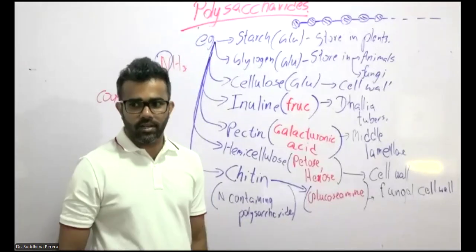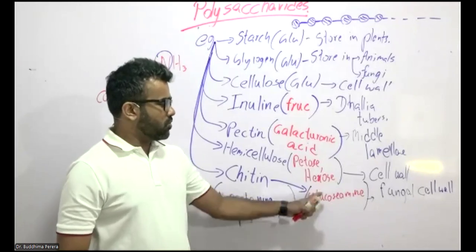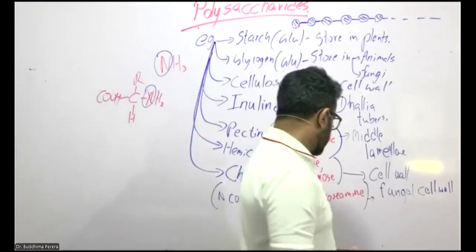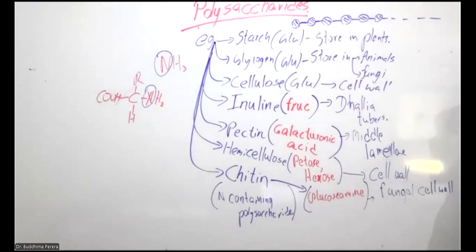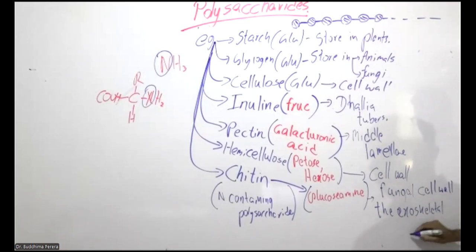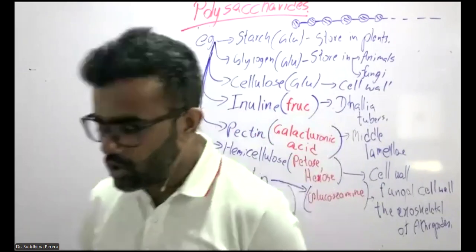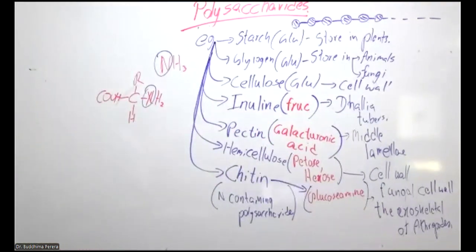That's the exoskeleton. So the exoskeleton of arthropods is also made up of chitin. So these are the examples for polysaccharides. That's what we have to know about polysaccharides.